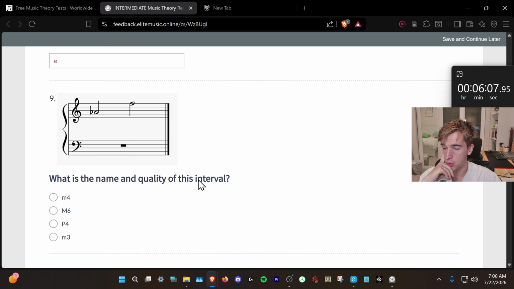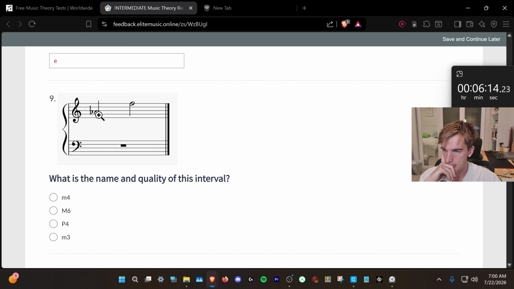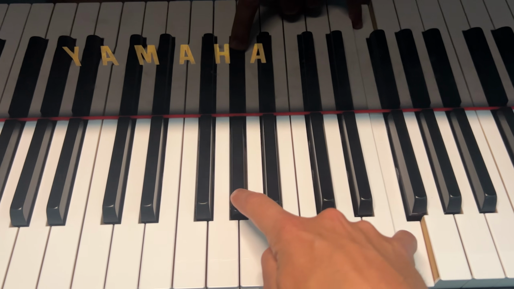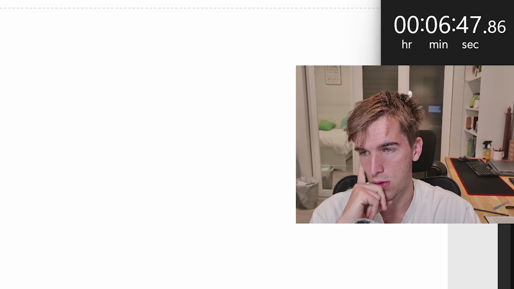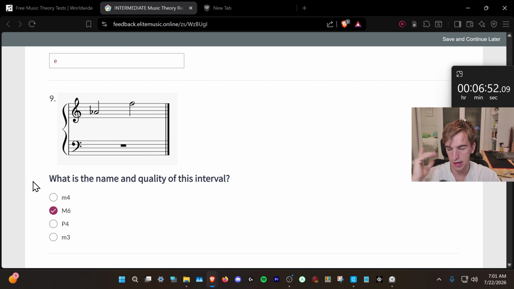What is the name and quality of this interval? Oh boy, I'm going to go with the intervals again. A flat to F? It's a major sixth though, because it's not minor. I know it's a sixth no matter what it is. I didn't know if it was minor or major sixth, but I think sixth is just always minor.